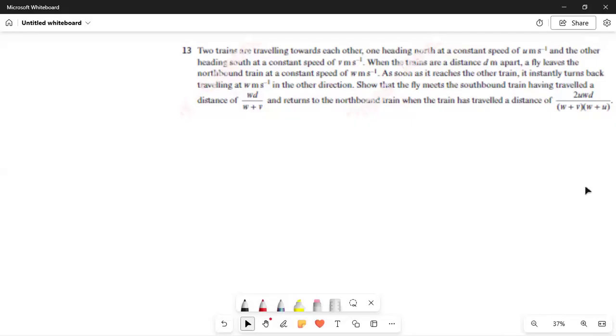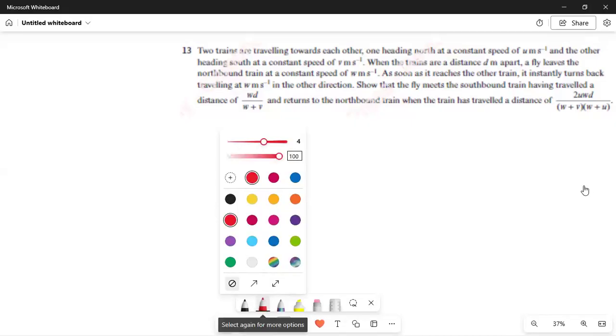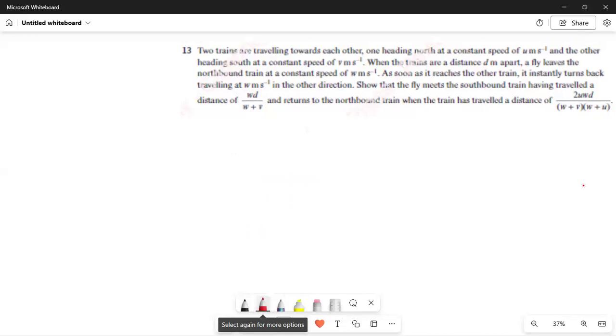Okay, so the scenario is this. We have two trains, one is going towards north, one is going towards south. This is the train going towards north, and its speed is u meters per second. And there was another train coming to the south, and its speed is v meters per second. At a particular instant of time, the distance between these two trains was d.